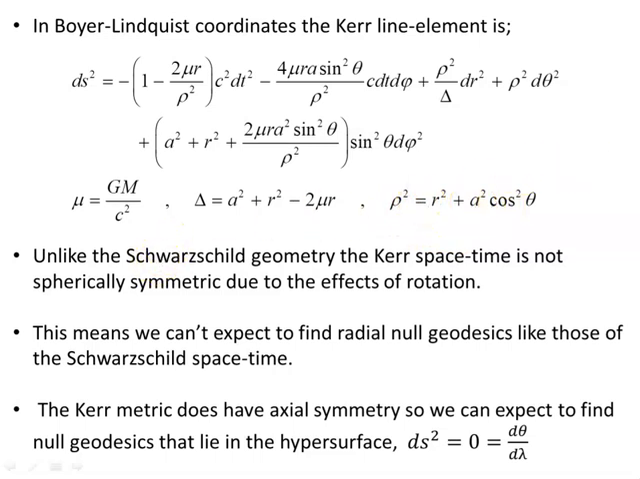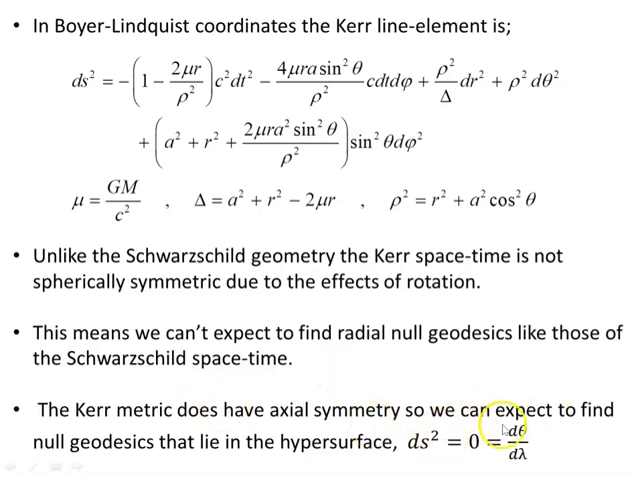Now, unlike the Schwarzschild geometry, the Kerr space-time is not spherically symmetric due to the effects of rotation. This means we can't expect to find radial null geodesics like those of the Schwarzschild space-time. Now, the Kerr metric does have axial symmetry. And we've seen that angular momentum in the phi direction, that's in the azimuthal direction, rotation about the vertical axis of rotation, is conserved as a conserved quantity.